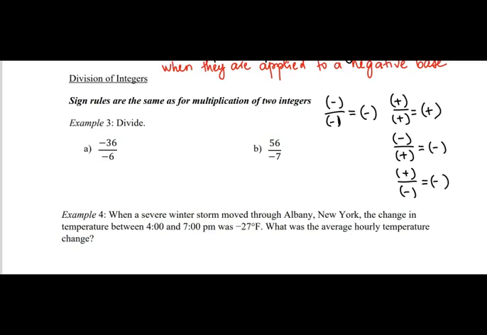Okay, so let's look at example number 3. In example number 3, part A, you have negative 36 divided by negative 6. You get two negative numbers. The answer is positive, so you have the answer is 6. You have 56 divided by negative 7. The answer is negative 8.